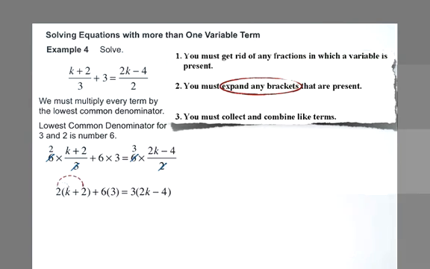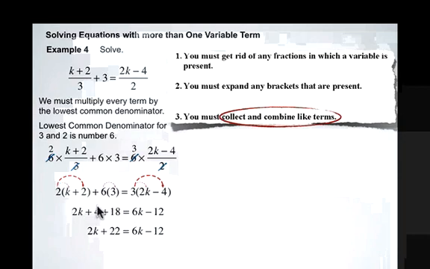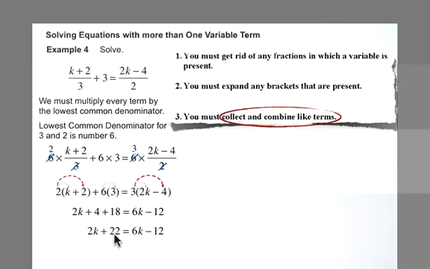2 times k, 2 times 2. 3 times 2k, 3 times negative 4. And we end up with 2k plus 4 plus 18 equals 6k minus 12. Now I'm going to begin collecting like terms, and I notice on this side I have 2 constants, so I'll put them together to get 22.